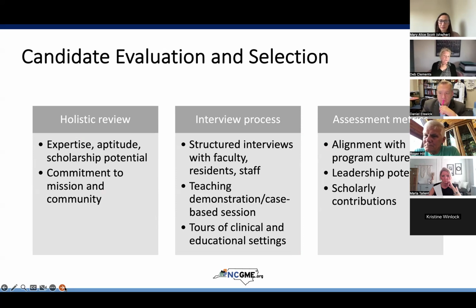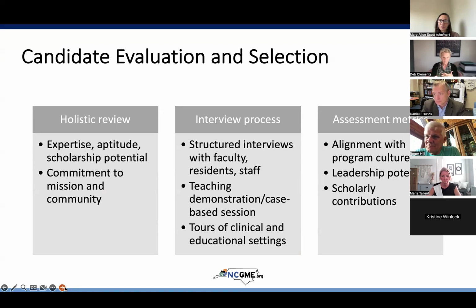And you may want to have a case-based discussion with your candidates, so you can get a sense of what their practice style is like, and they can get a sense of what your style is like. And then certainly you're going to tour your facilities. When you assess, again, that alignment is absolutely critical, as well as their potential for leadership.